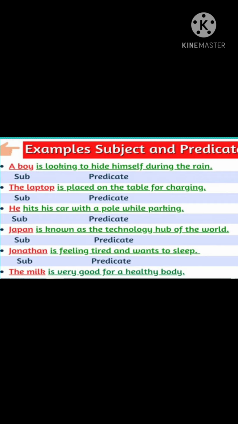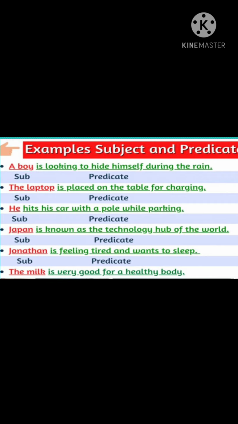Next, Japan is known as the technology hub of the world. So what is known as the technology hub of the world? That is Japan. What is Japan known for? Is known as the technology hub of the world. The rest part of the sentence will be the predicate.